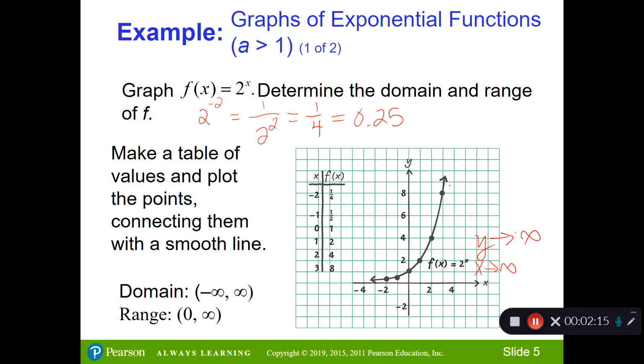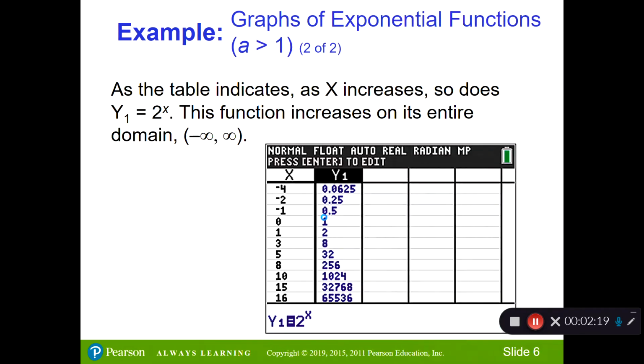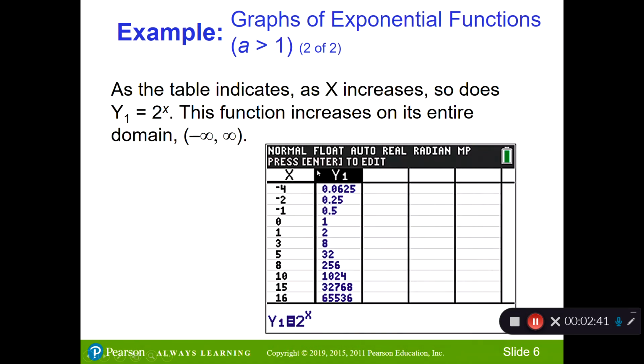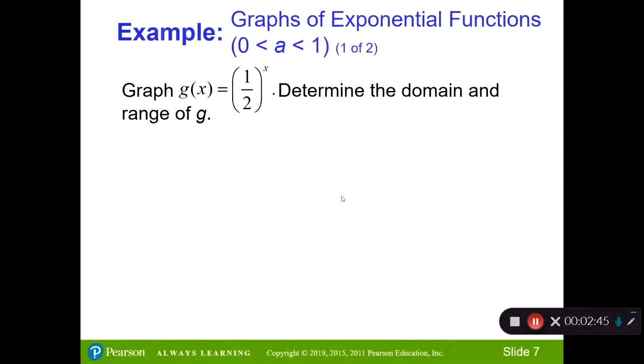And we can see that here by plotting some values in our calculator. If I plug in bigger and bigger values of x, I see I get larger and larger values of y back. As x approaches negative infinity, I'm going this way along the graph. We're getting closer and closer to the line y equals 0. The y approaches 0. And I can see that when I plug in small values, I'm getting back decimals closer and closer to 0.